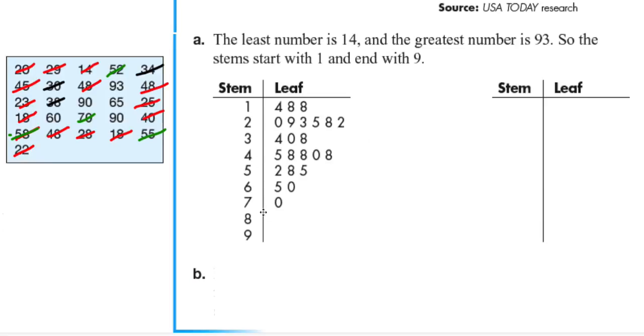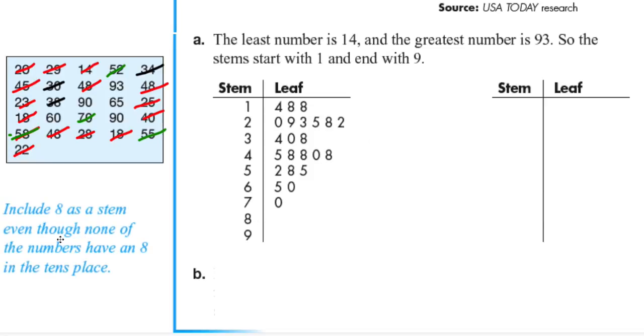Stem 8, if you notice, there's no leaves for stem 8. Okay, but we still put stem 8. So we include 8 as a stem, even though none of the numbers have an 8 in the tens place. So we still include that.